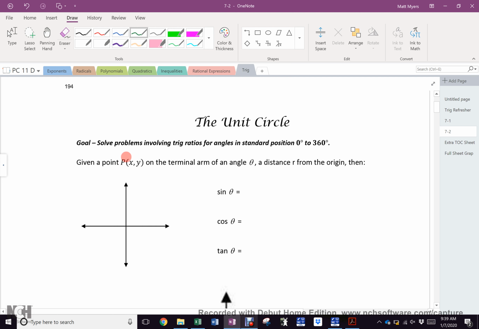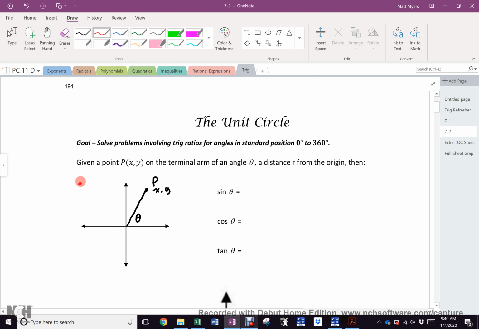Point P is just xy, right? It's some coordinates of xy, yes? If point P is out here, then what do we know about x and y? They're both positive. X, y, right? And if I make the angle, there's my theta. Yeah? And that's my reference angle, right? Which one do I do trig with? The reference angle or the theta? The reference angle. In this case, they're the same. Yeah? Okay.